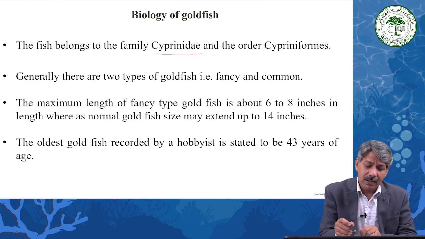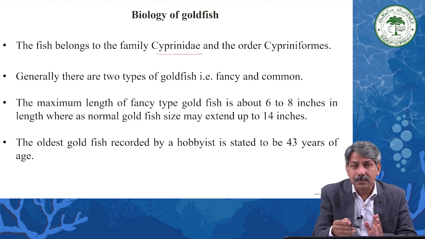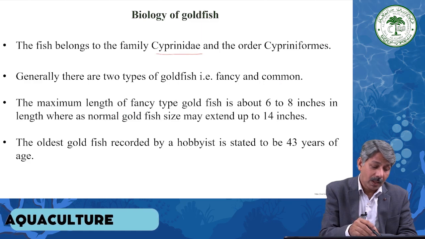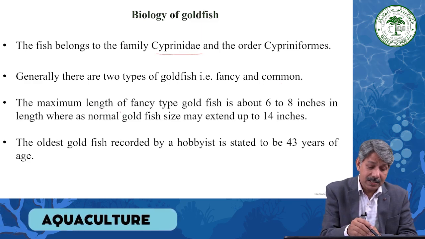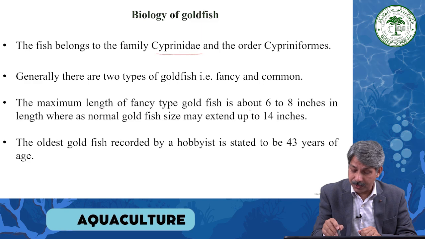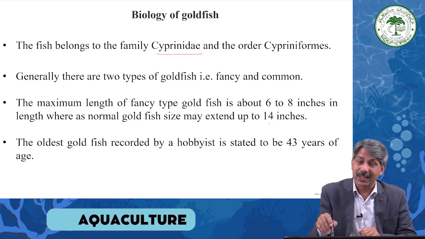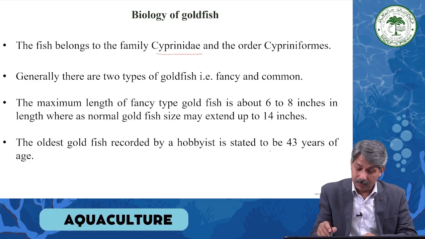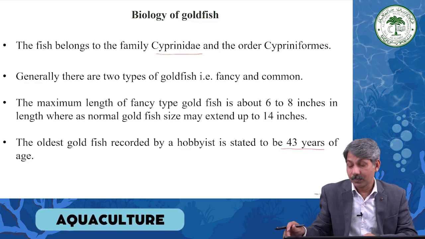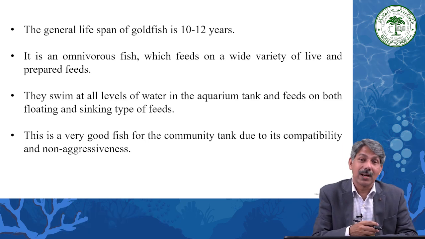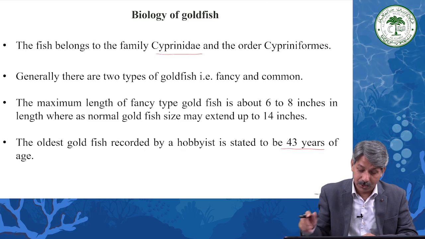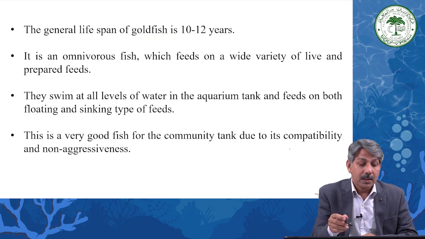There are these fancy mutated goldfish, and common goldfish, the common variety and the fancy variety. Maximum length of fancy type goldfish is about 6 to 8 inches, whereas the normal one may grow up to 14 inches. They can be long living and can survive and grow for a very long age. More than 40 years of age has been reported, as I showed you here. General lifespan is usually 10 to 12 years.